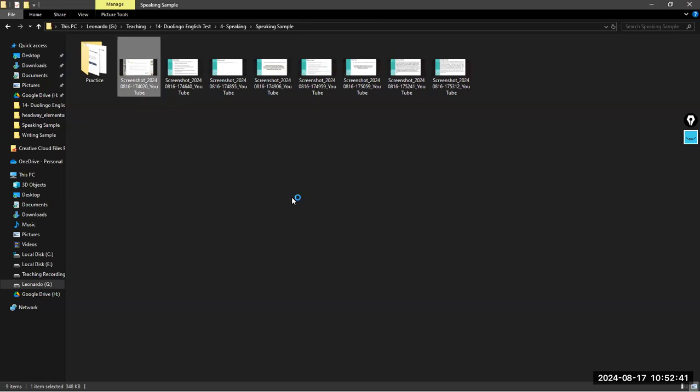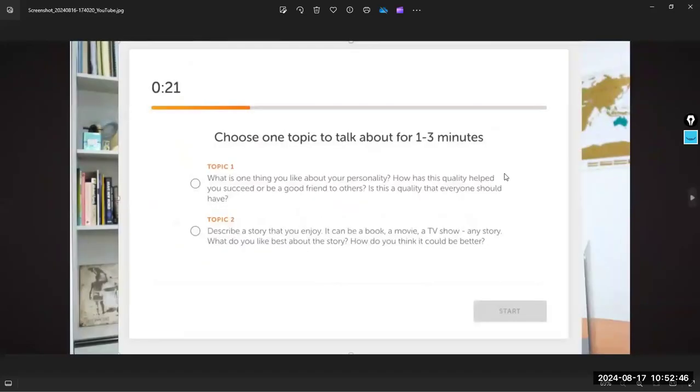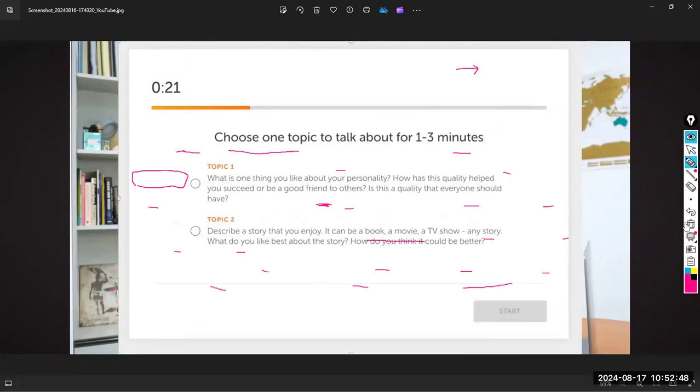Okay, guys, so now let me close this window and let me open this file just to complete explaining the speaking sample. So as I told you, you have to choose one topic. So notice, guys, choose a topic to talk about. As I told you, minimum I have 1 minute and maximum I have 3. So choose one topic, maybe topic number 1 or topic number 2. When you choose the topic, this button is going to turn orange.